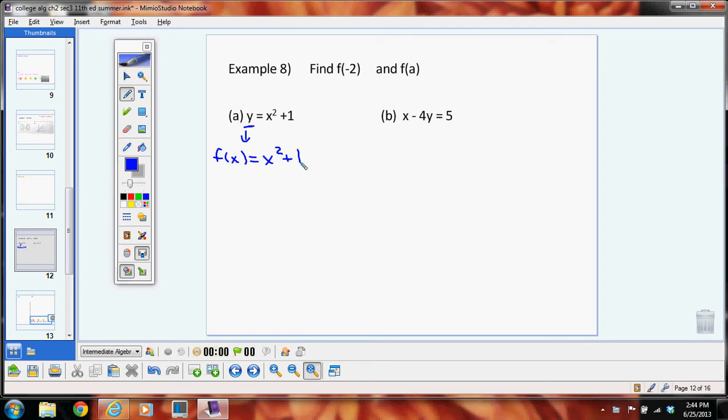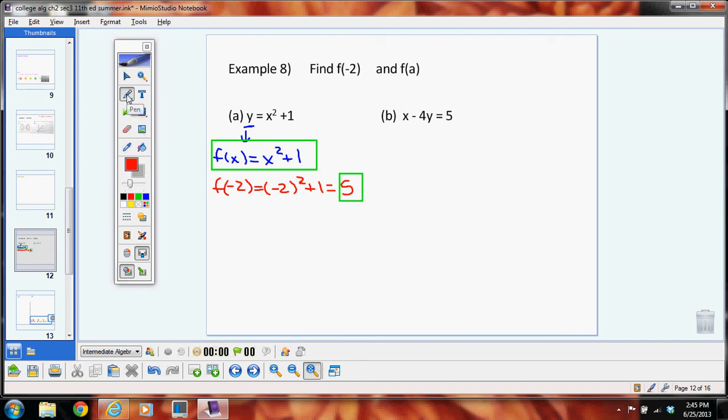Now after we change it to function notation, they've asked us to find f of negative 2. That means when x is negative 2, what is y? So I have to plug negative 2 into the equation. It's going to be negative 2 squared plus 1. Make sure if you're putting it in a calculator, you put that in parentheses. Negative 2 squared is a positive 4, and a positive 4 plus 1 is 5. So the answer to that part would be 5. So we have function notation, and we found f of negative 2.